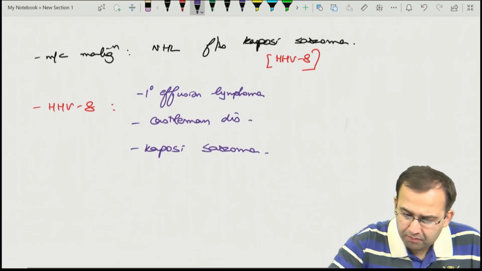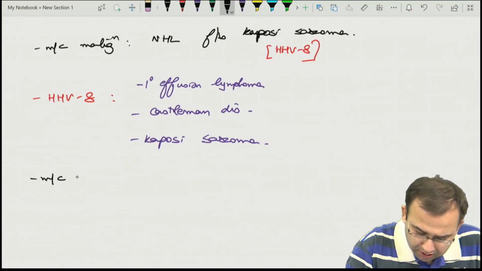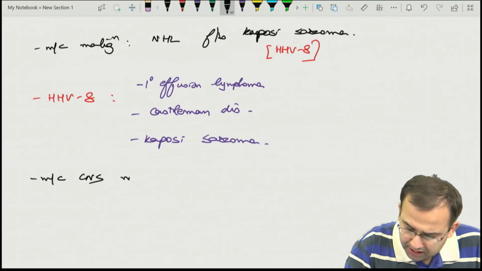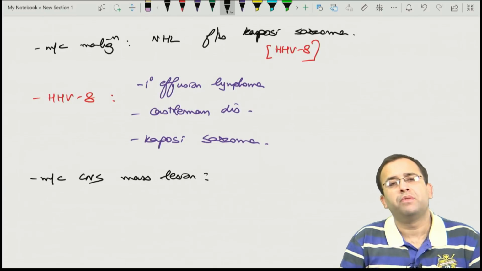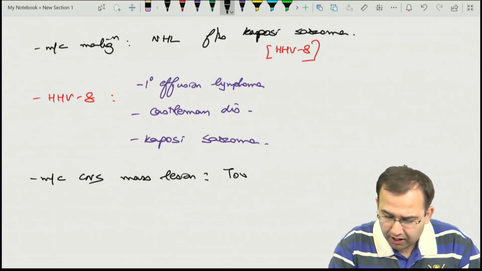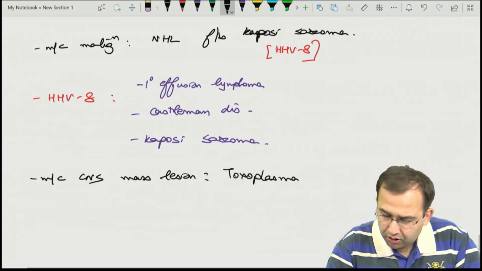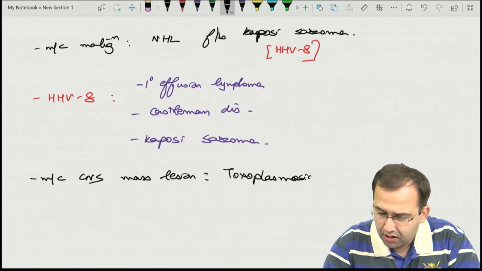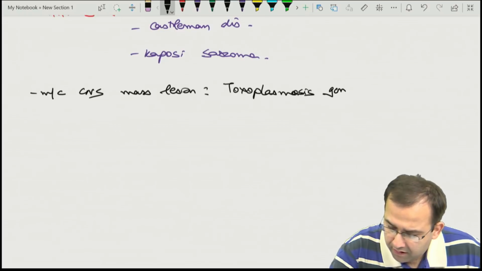Next point, most common CNS space occupying lesion. Most common CNS mass lesion or space occupying lesion in HIV, toxoplasma gondii. Most common space occupying lesion, toxoplasma gondii.